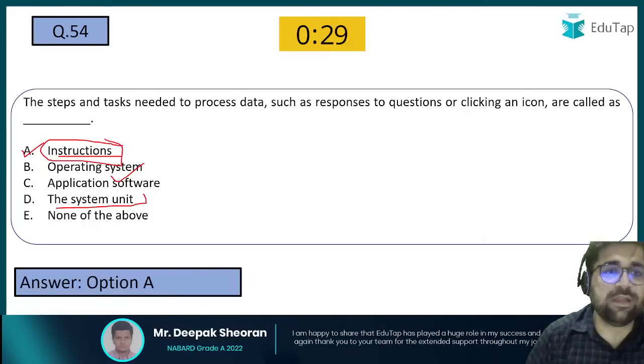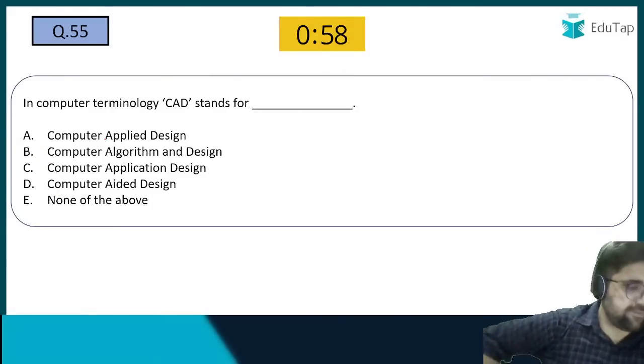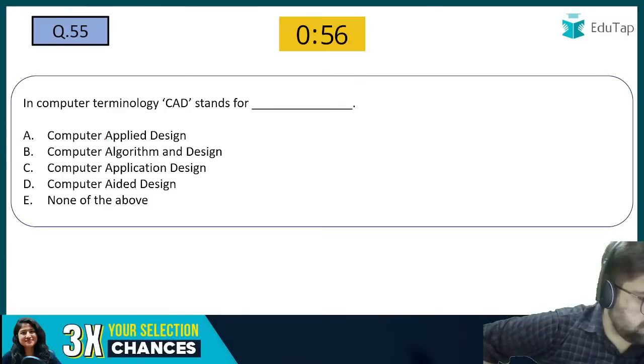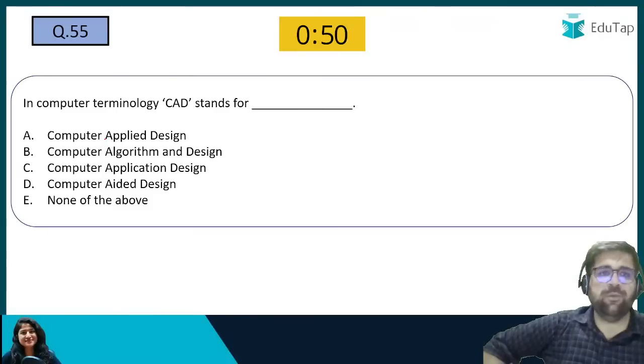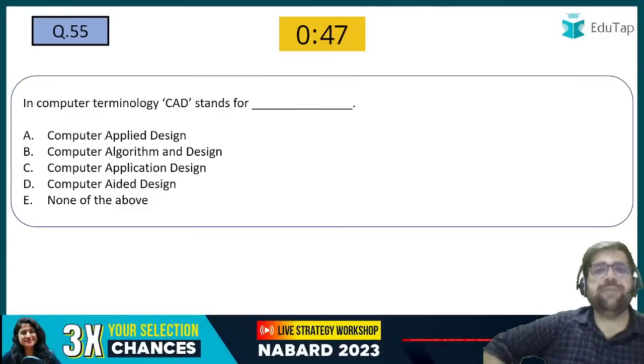Now, question number 55. There are these 105 questions. See, Vihar, you will have to practice a lot more. But again, these questions will help you to revise.